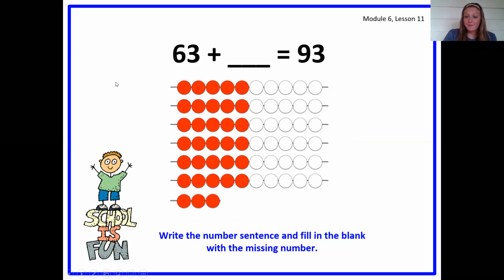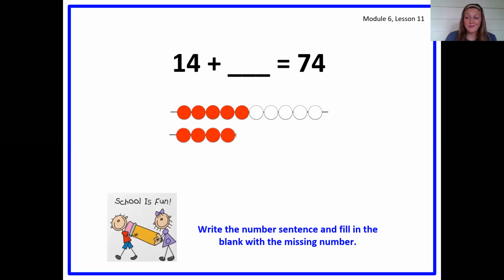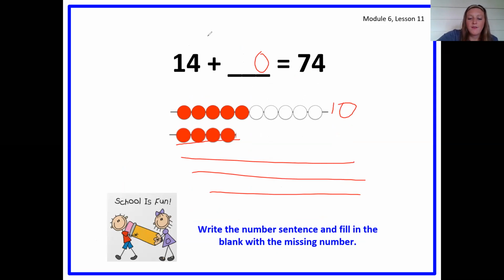So if I have 14 plus something equals 74. Well, are my ones changing? Nope, my ones are staying the same. So I know I'm not going to have to add any more ones because I already have the 4 ones left over that I need. So 14 plus something. Well, I know I have 10 here. Okay, 20, 30, 40, 50, 60, 70. I use my count on strategy to figure out how many more I need to get to 74.